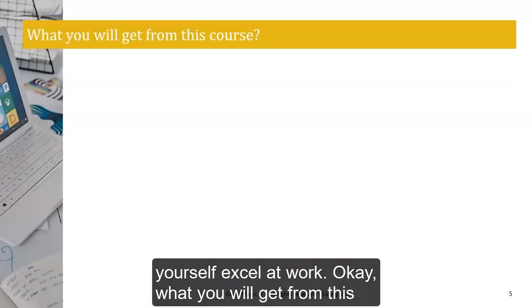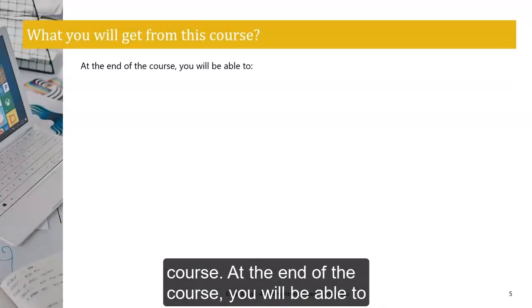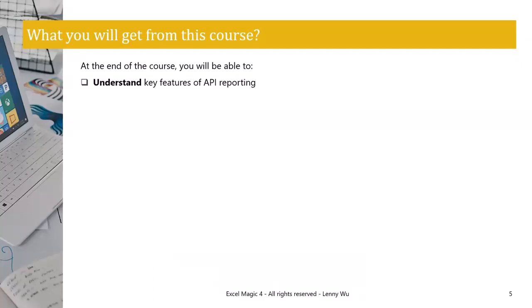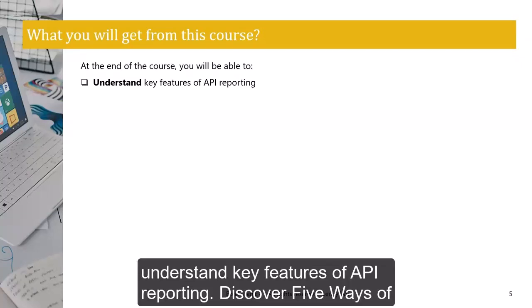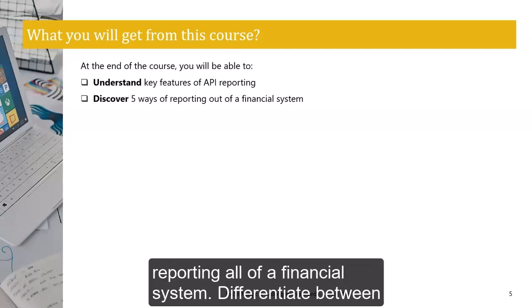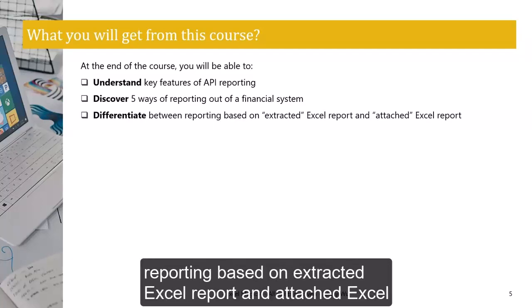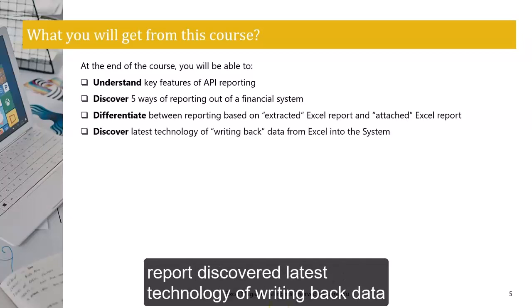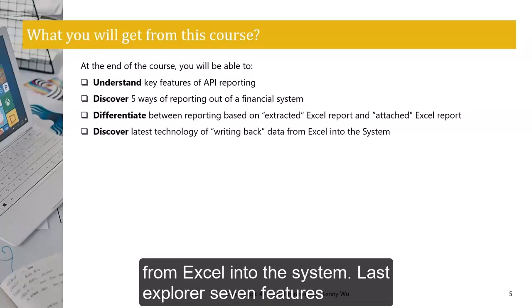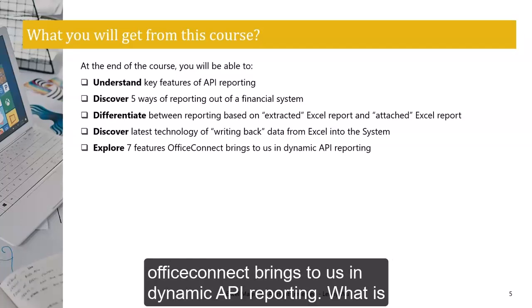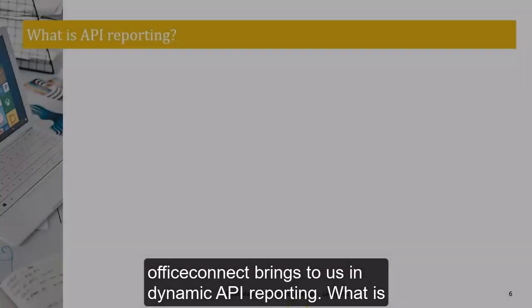Okay, what you will get from this course. At the end of the course, you will be able to understand key features of API reporting, discover 5 ways of reporting out of a financial system, and differentiate between reporting based on an extracted Excel report and an attached Excel report. You will discover the latest technology of writing back data from Excel into the system. Last, explore 7 features Office Connect brings to us in dynamic API reporting.